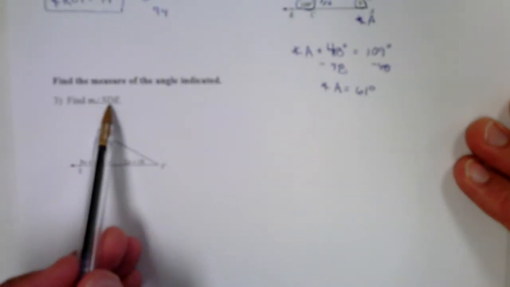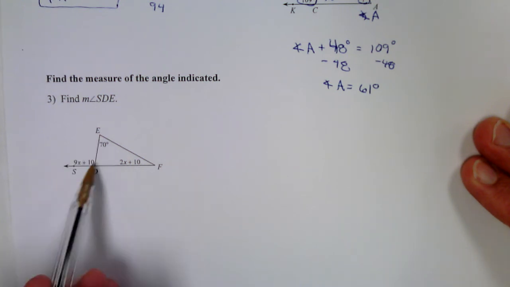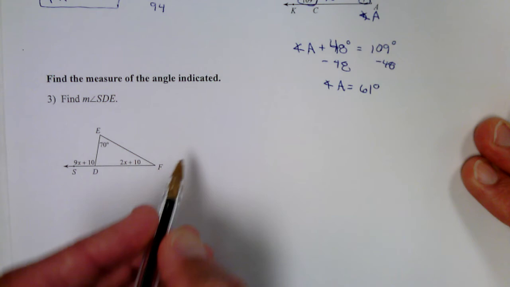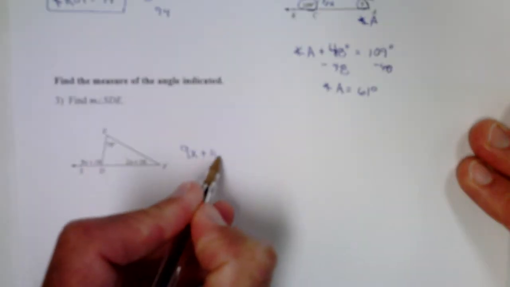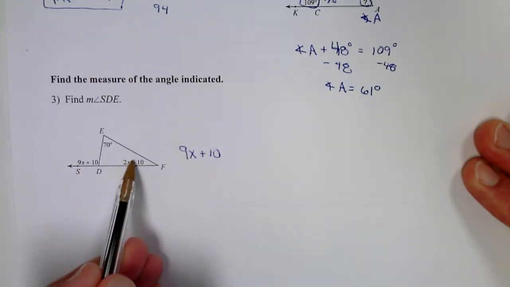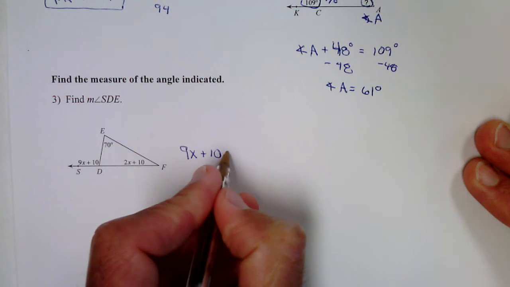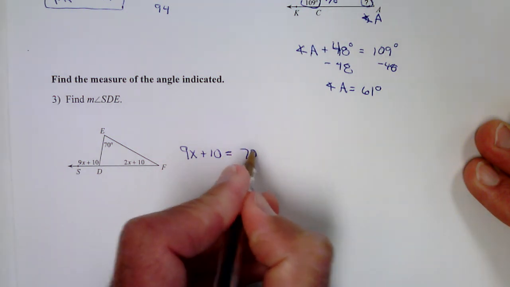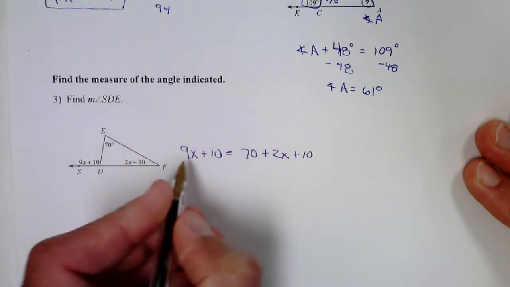So now we get down here. Now remember, we want to know what angle SDE is. What is the measure of this angle here? But before we can do that, we have to find out what X is. So to find out what X is, we're going to use the exterior angle theorem because we have an exterior angle here, and we have the information on the two opposite angles on the inside of the triangle. So 9x plus 10 is going to equal 70 plus 2x plus 10.